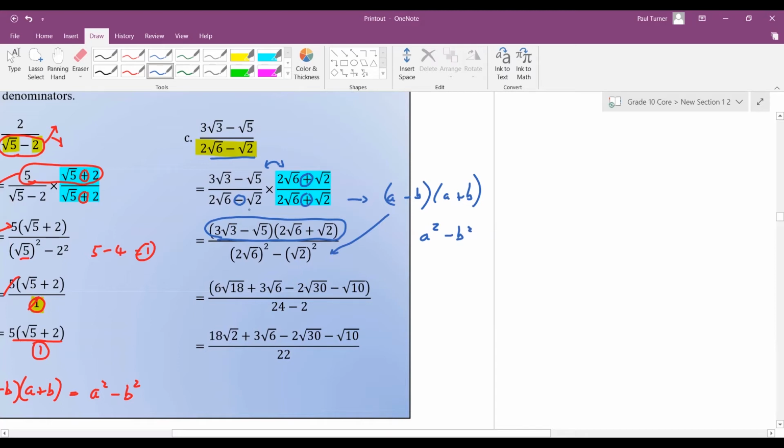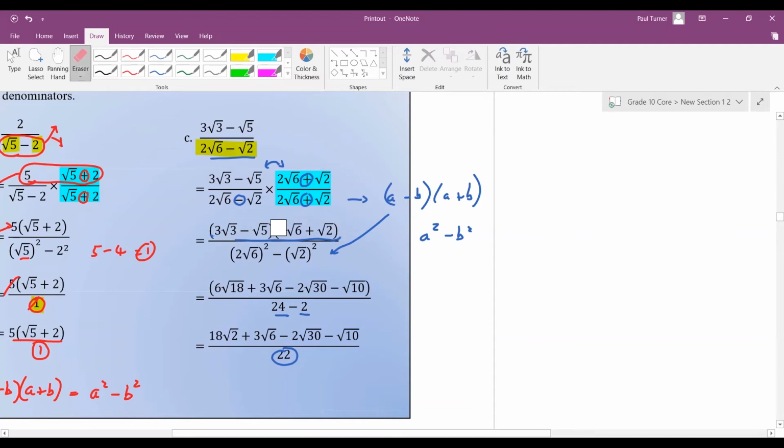So the good thing about this rule is that we'll cancel your surd because root 6 squared is 6 and 2 squared is 4. You'll get 24 here. And root 2 times root 2 is 2. So you'll get 22 in the denominator. But remember to expand the top, which is what I've done there. I've just multiplied that out fully.